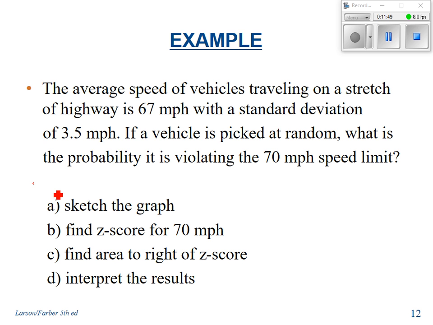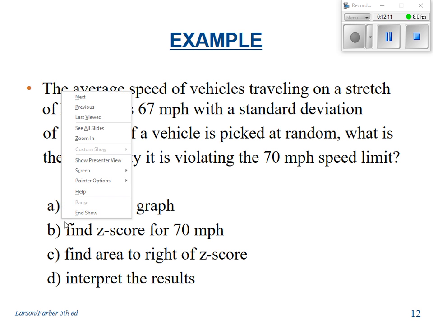And they probably figured this out, hey, the average speed's 67 anyway. We're not having any more crashes than we did in the past. Why not raise the speed limit to 70 miles per hour? All right, so what we're going to do on this, sketch your graph, find the z-score for 70, find the area to the right of the z-score, and then we'll interpret the results.